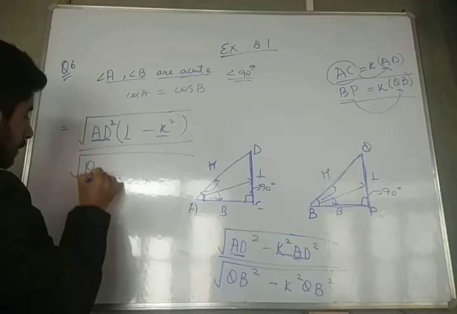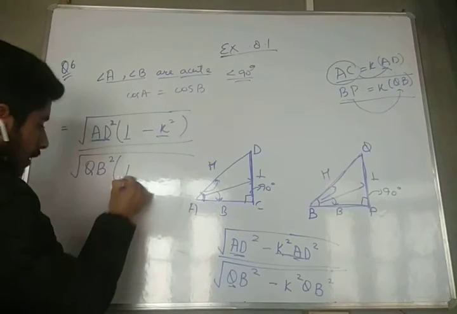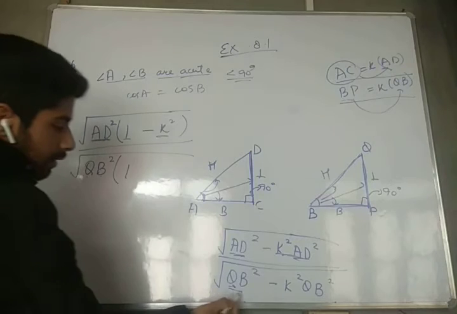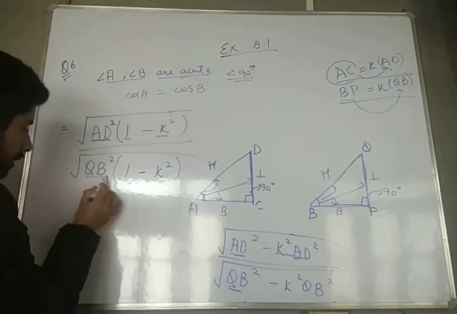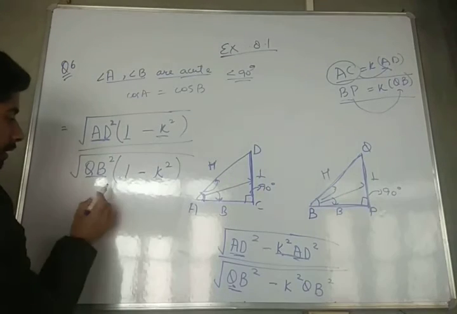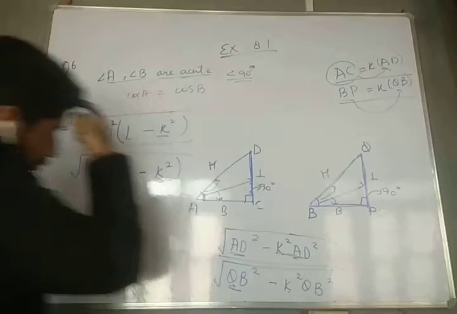Similarly for this, take this QB square common. So here it's left 1, because QB square into 1 is QB square, minus K square into this QB square, which will be K square into QB square.